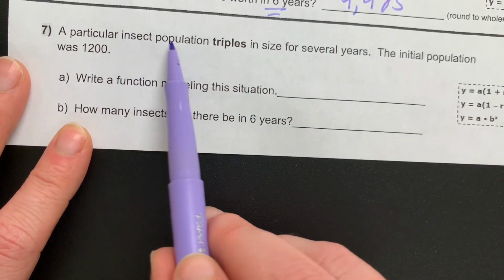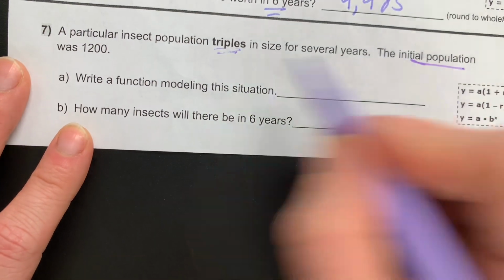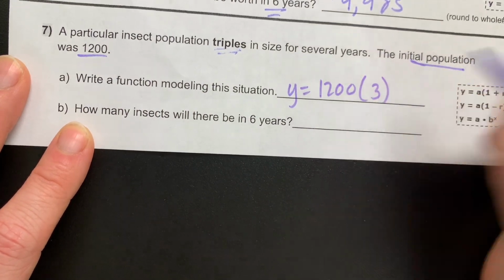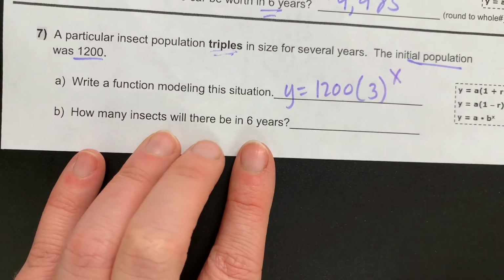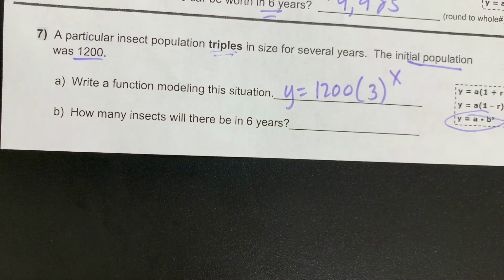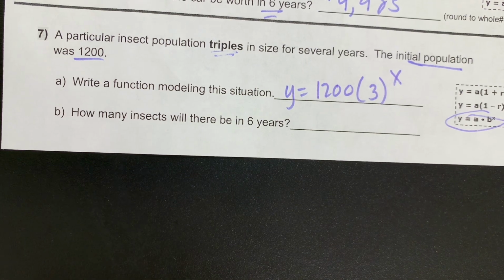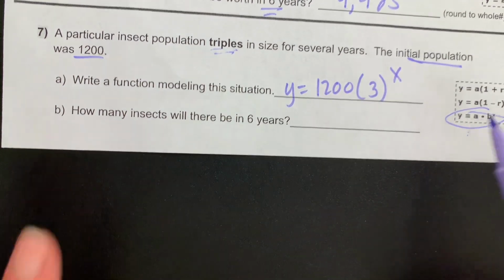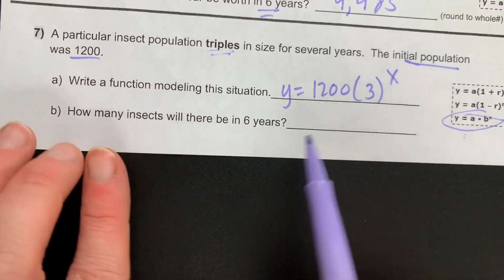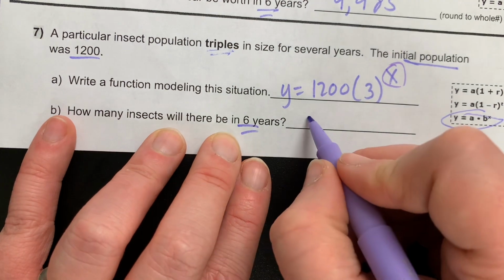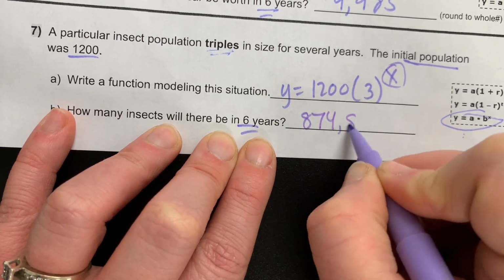All right, last one. A particular insect population triples. The initial population is 1,200. So y equals 1,200. We know it triples. How many will it have in 6 years? So this is just our basic regular equation. We're not talking about percents, we're not talking about money, so I don't have to add or subtract it from 1. So we're just using our basic exponential. So plug it into your calculator and tell me what you get in 6 years. So plug in a 6 right there and see what we get. You should get 874,800.